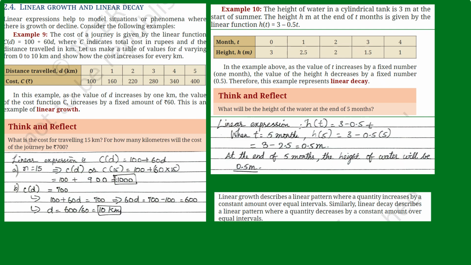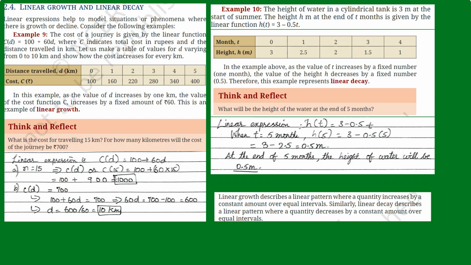So for every month, the height of the water seems to be decreasing. That we can make out from the tabular column. In the example above, as the value of t increases by a fixed number, that is month by month, the value of the height decreases by a fixed number. What is the fixed number here? 0.5 meters. Therefore, this example represents linear decay.